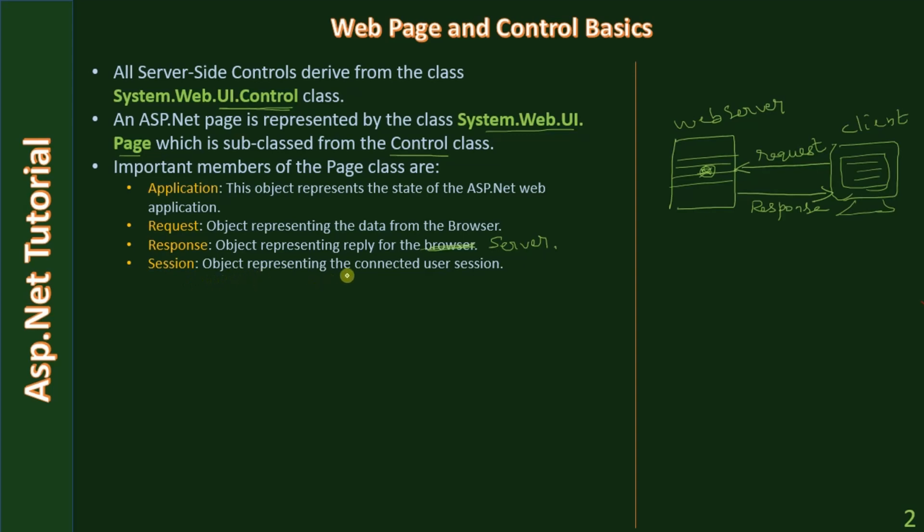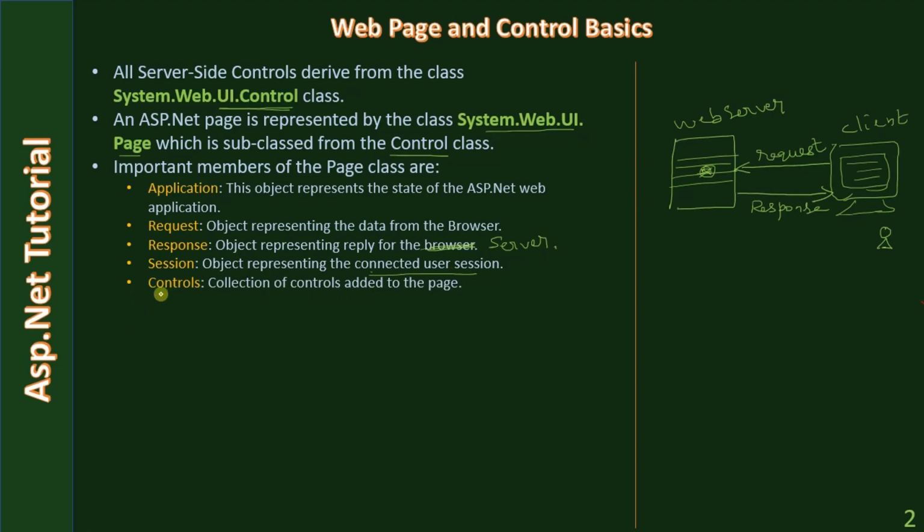Session, object representing the connected user session. See, a connected user can have multiple requests and responses to fulfill their need. After that, they may close the browser. Once they close the browser, their session is terminated. But from when they opened the browser and sent subsequent requests based on the response, we call all those a session. So a session is comprised of one or more request response cycles.